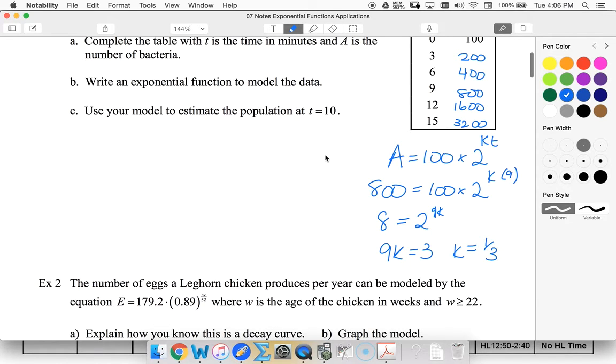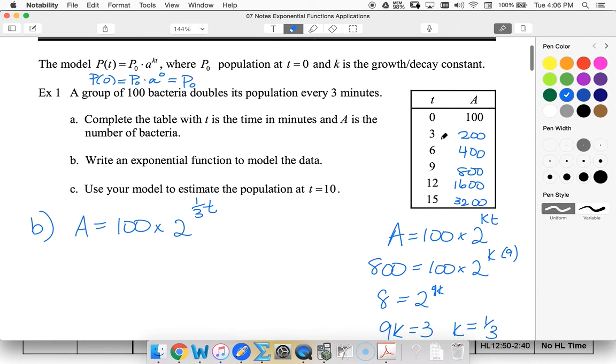So think about my equation now. If I have my equation, A equals 100 times 2 to the 1/3 t, well, this means that after 3 minutes, when I plug in 3, my exponent turns into 1, because 1/3 of 3 is 1, so that means I've doubled after 3 minutes. So here's my equation. Estimate the population at t equals 10.